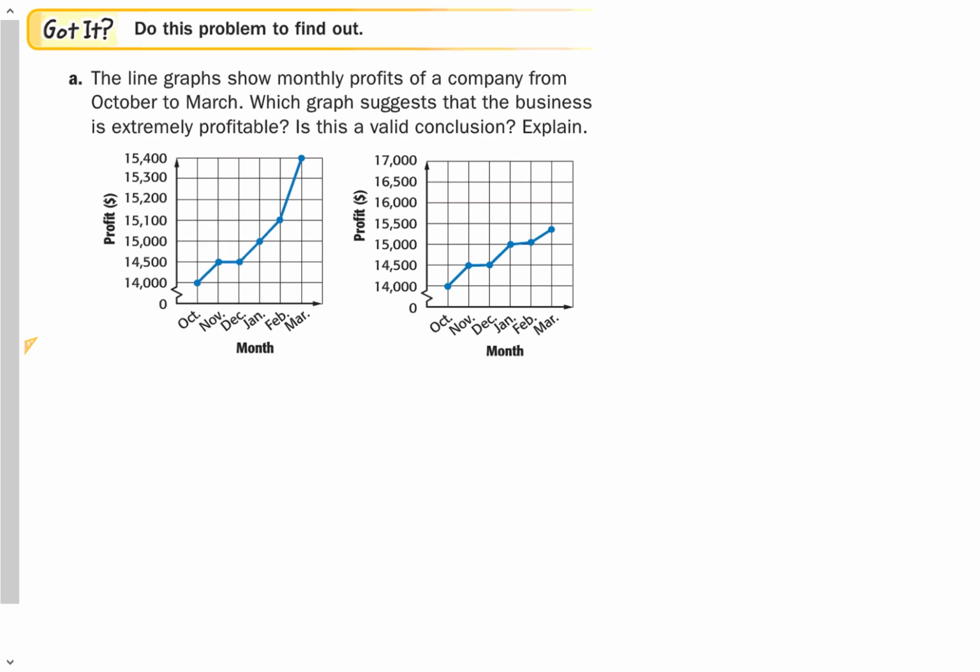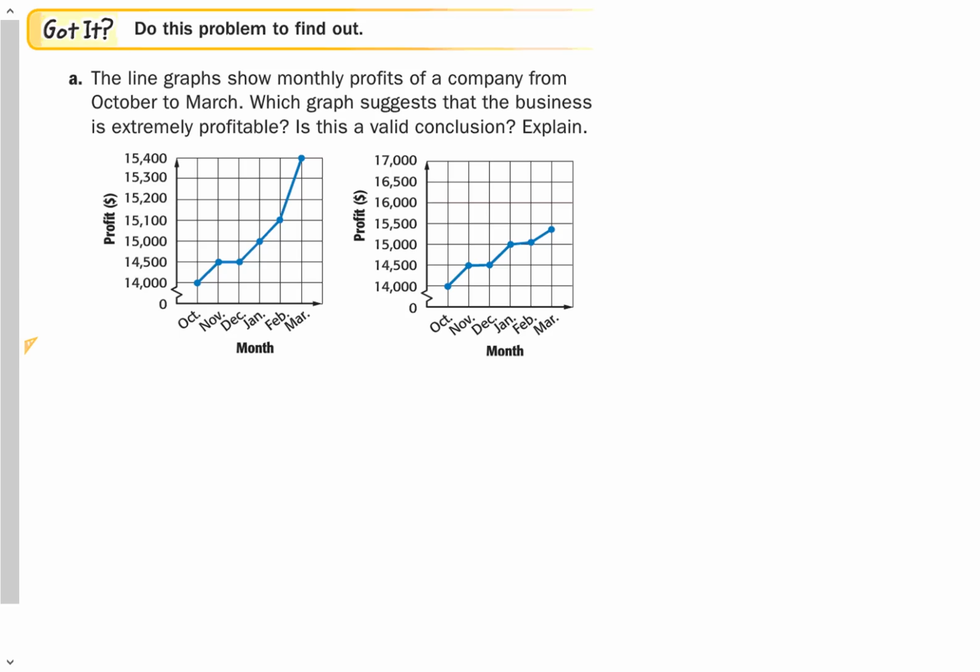All right. Here's Got It A. It's in your book on page 814. The line graphs show monthly profits of a company from October to March. Which graph suggests that the business is extremely profitable? Is this a valid conclusion?